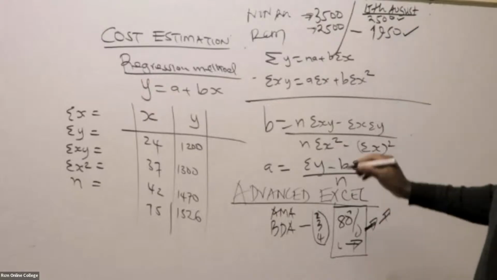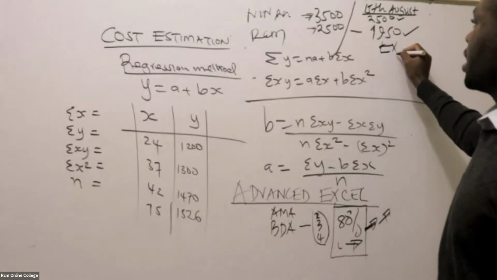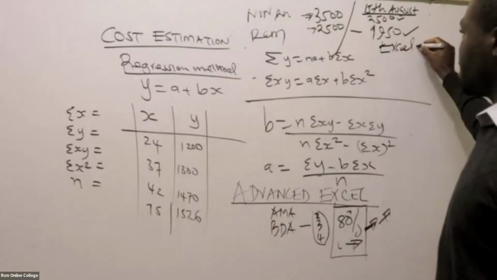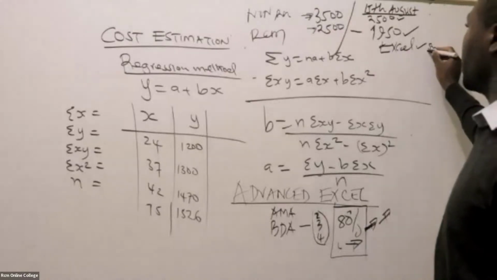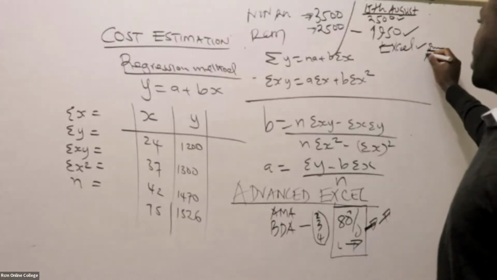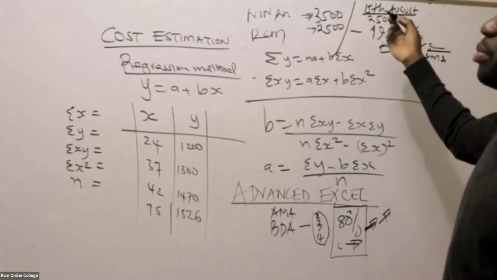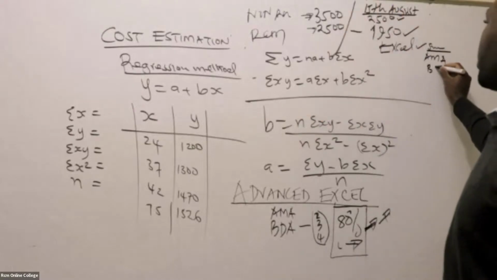So that, number one, you'll be taught advanced Excel at 1,950. This advanced Excel will help you to summarize your work at your workplace, will prepare you for advanced management accounting, and will prepare you for BDA.